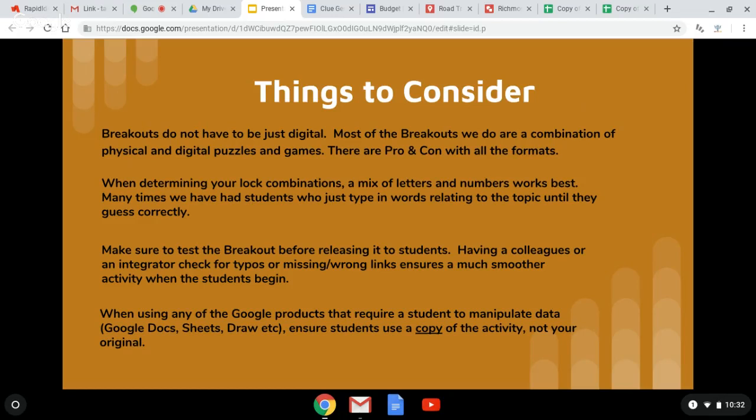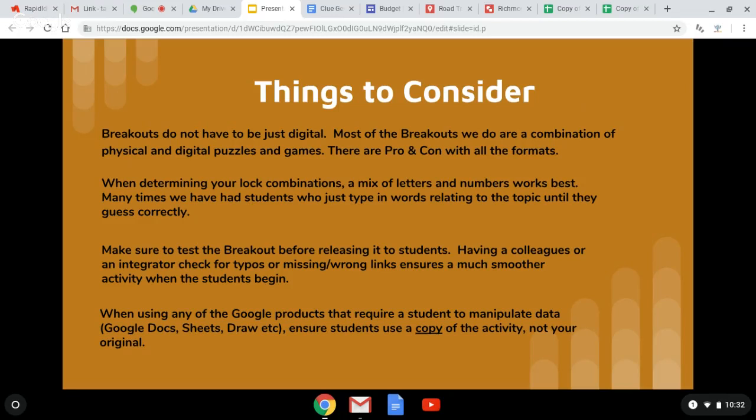Another thing that we have run into a problem with sometimes when you're determining your lock combinations, we find it's better to use a mix of letters and numbers. A lot of times students, if they know you're just using words, especially if they're associated with the breakout that you're doing, they'll sit there and kind of code break the entire time and try to type in words and see if they can guess correctly instead of actually doing the activities.